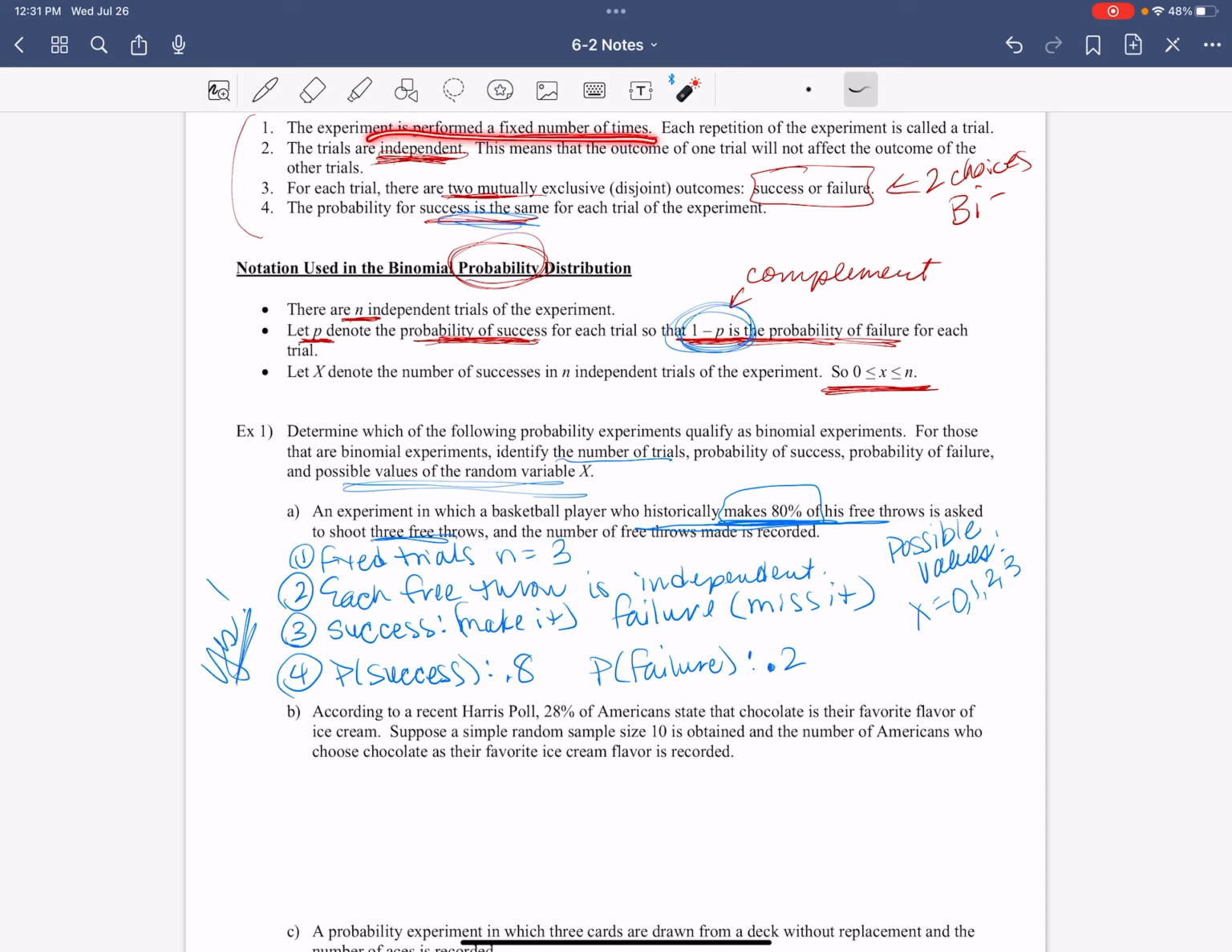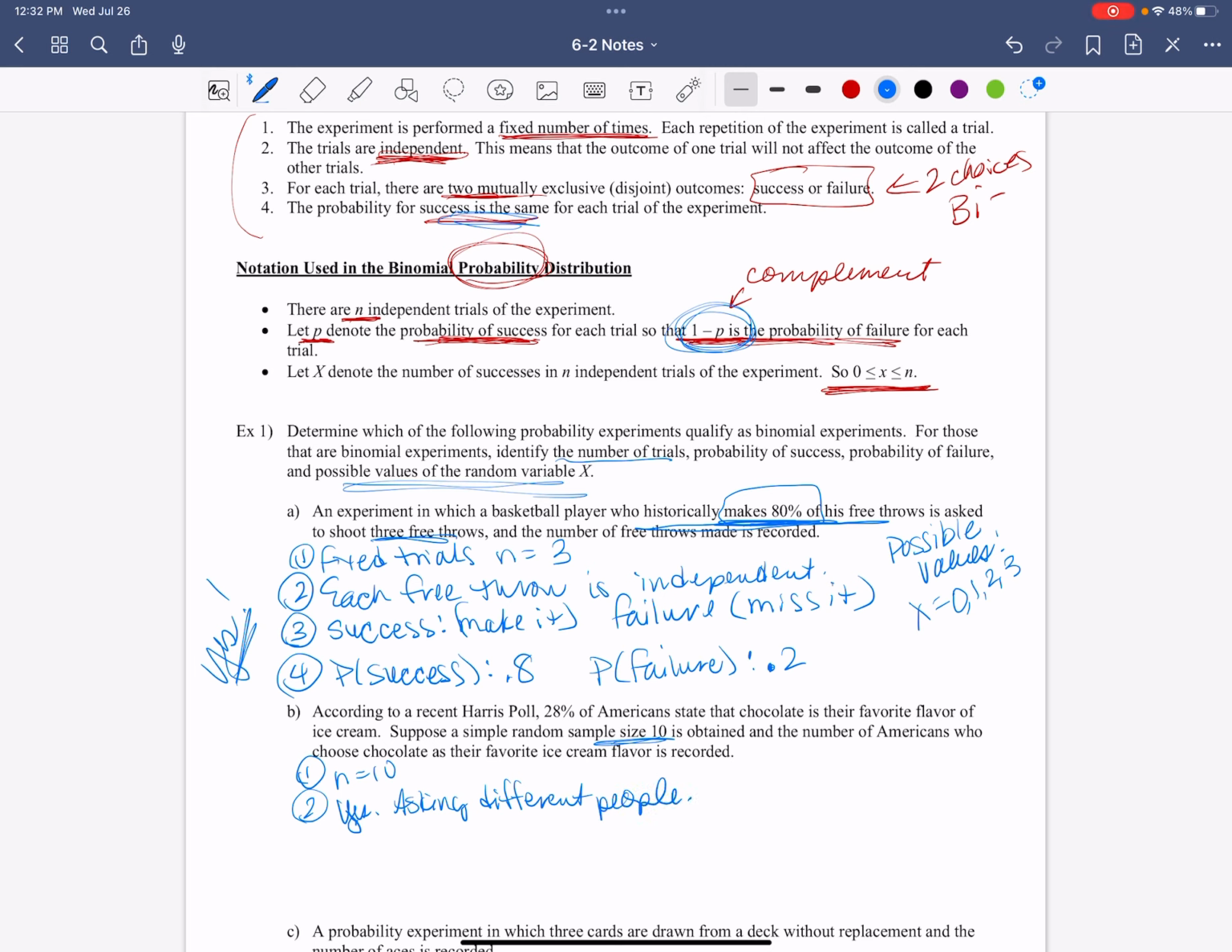Do I have a fixed number of trials? Yes. How many is that? 10, because my sample size is 10. So we're looking at 10 different options here. Are the trials independent? Yes, right? We're not asking the same person. We're asking all kinds of different people.